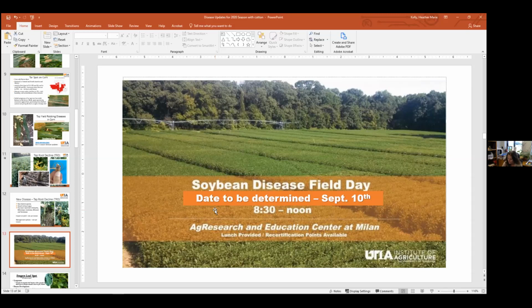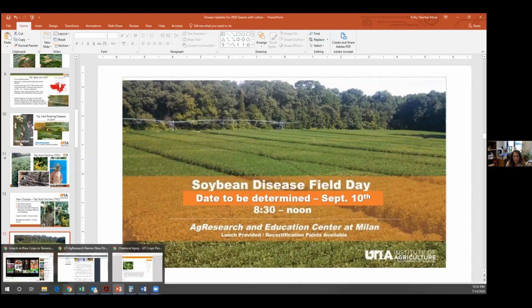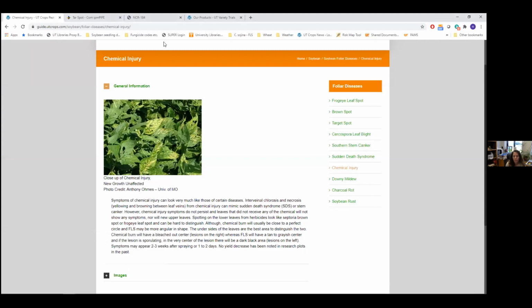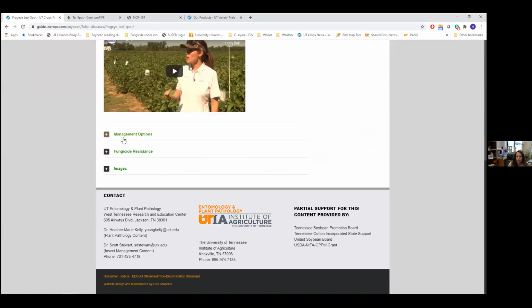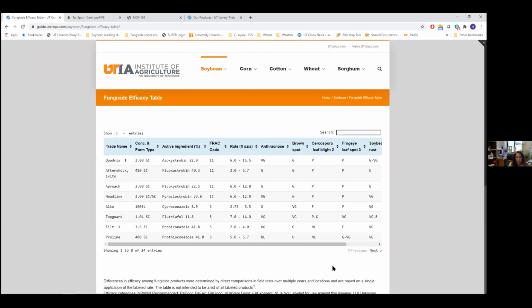And so to be aware of that, we already talked about the variety selection tool. Thinking about chemistry for soybean, again, here in the guide site under management options, you can link to the PDF version of the fungicide efficacy table, or there is a mobile version that needs to be slightly updated. In general, it's not as mobile friendly as I'd like it to be, but I'm working on that.